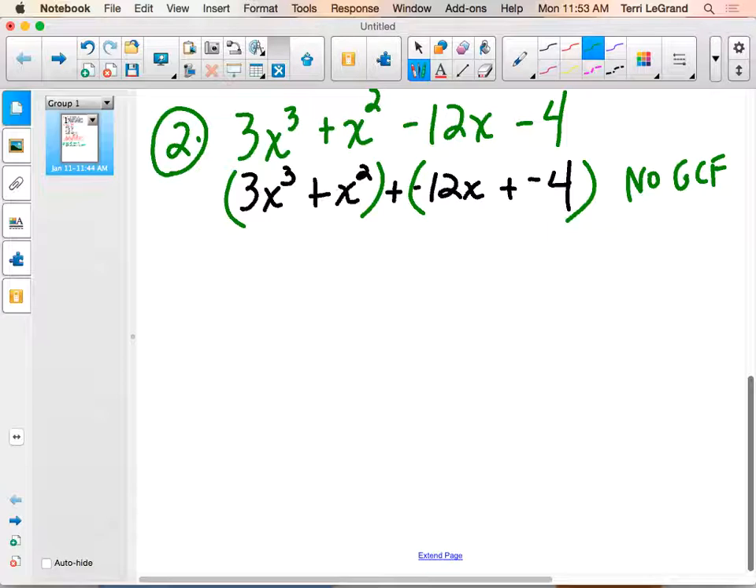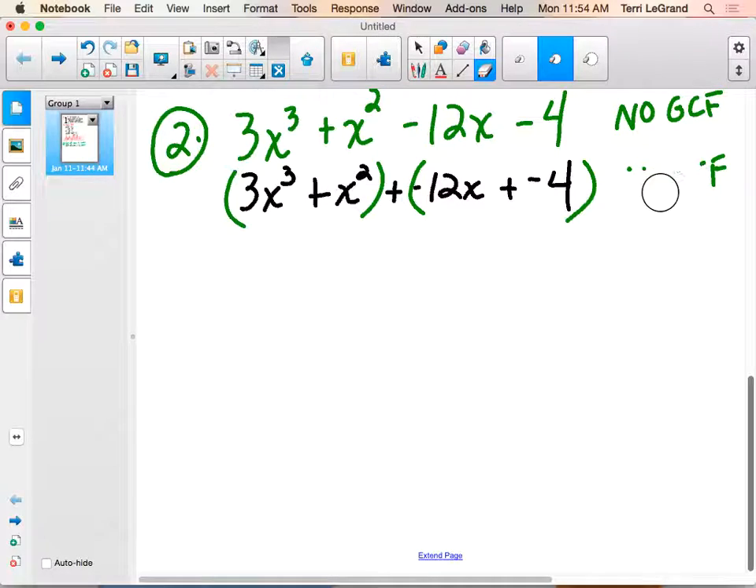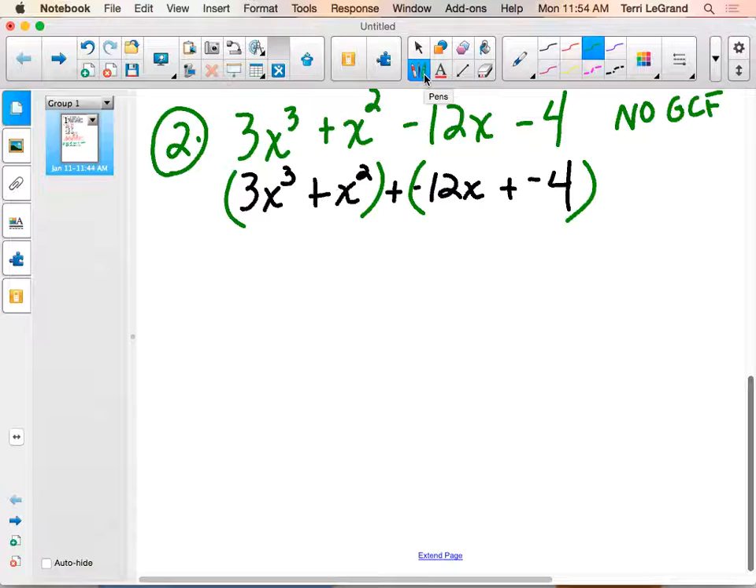What's the GCF of the first group? Okay, you know what, I want to put this up here. No GCF, otherwise it's going to look like we can't factor that. We can't GCF the original polynomial. Now we are starting to factor by grouping, and there will be GCFs for the groups. So, what's the GCF of the first group? X squared, okay. So what's the result? 3x plus 1. 3x cubed divided by x squared is 3x, x squared divided by itself is 1.